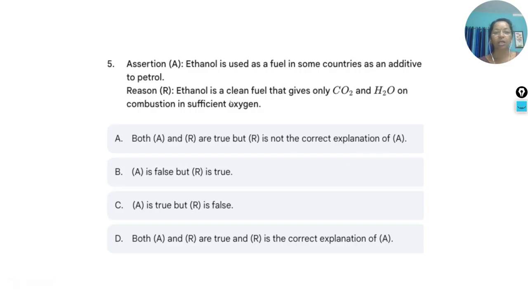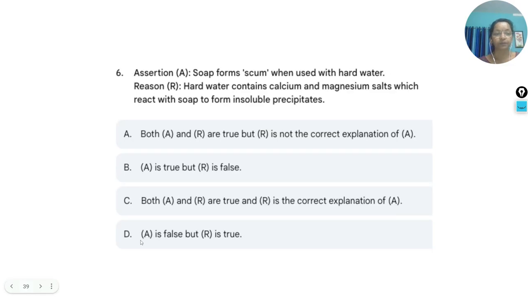Next: ethanol is used as a fuel in some countries as an additive to petrol. We learned that is true. Then, because ethanol is a clean fuel that gives only carbon dioxide and water on combustion in sufficient oxygen. So that is also correct. So both A and R are true and R is the correct explanation of A. Option D again.